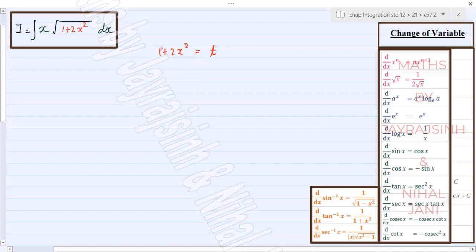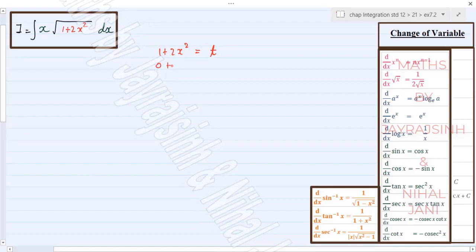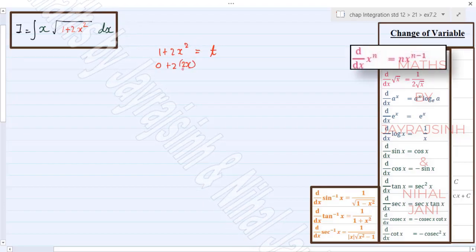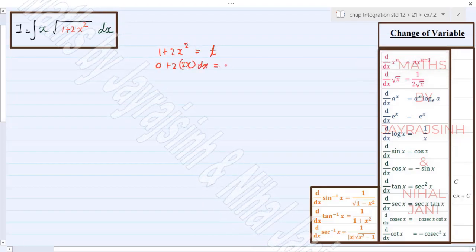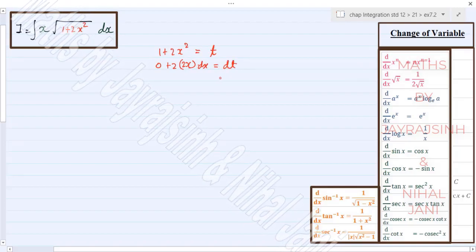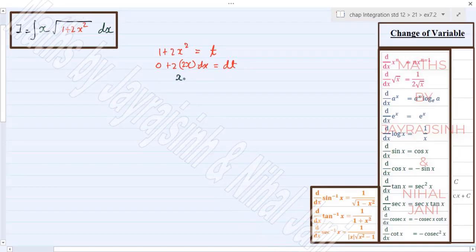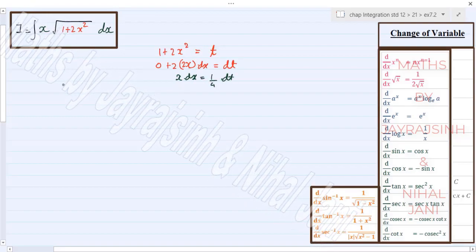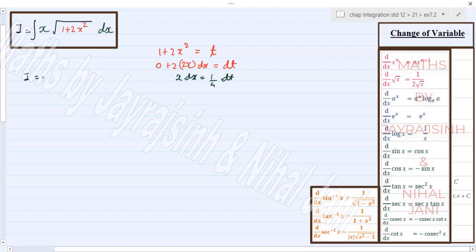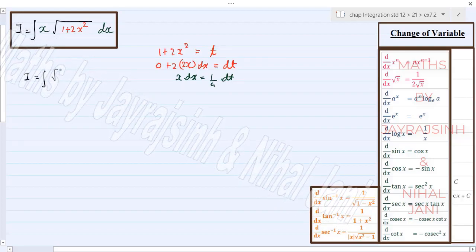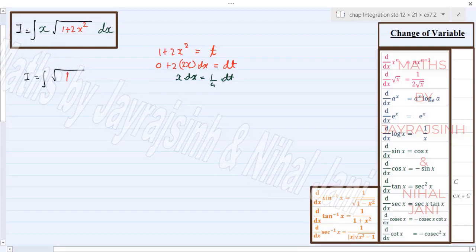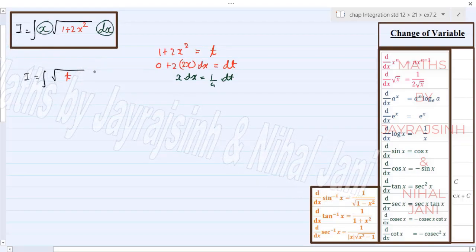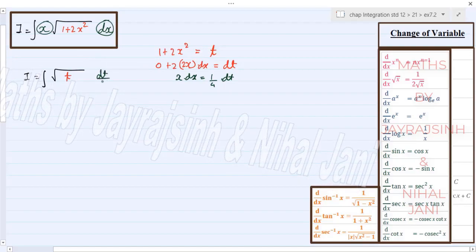Differentiation of 1 will be 0, plus 2 as it is. Differentiation of x square will be 2x dot dx, which will be equal to dt, or we can say x dot dx will be 1 upon 4 dot dt. So we are ready to modify our integration. Under root of 1 plus 2x square will become your t, and x dot dx will be dt by 4.